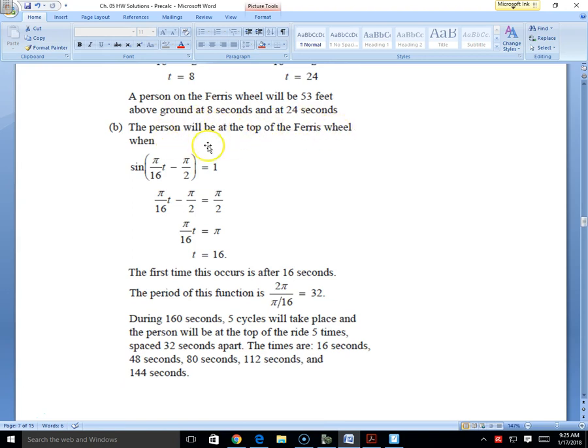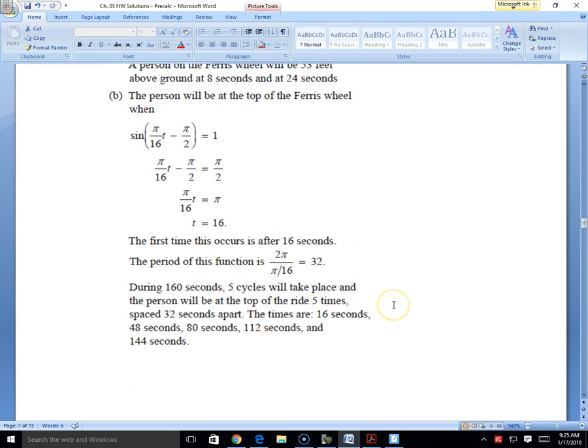Then the person will be at the top when the sine is the highest it possibly can be, and sine goes between -1 and 1. 1 is the highest sine can be. Then they solve using their trig and were able to get finally a period of 32, which means in 160 seconds, 5 cycles will take place. Meaning the person will be able to go through the whole cycle 5 times before they have to get off.